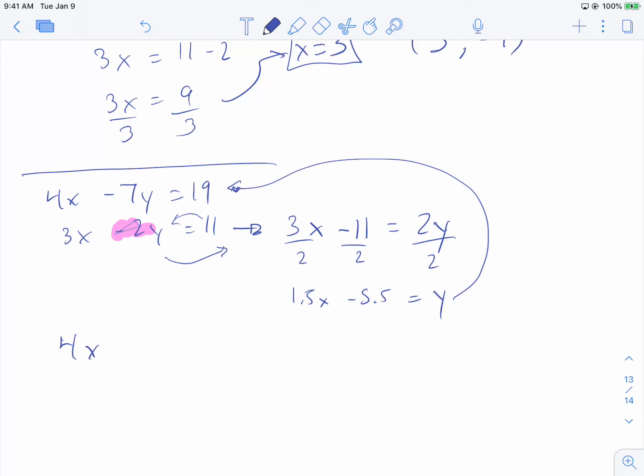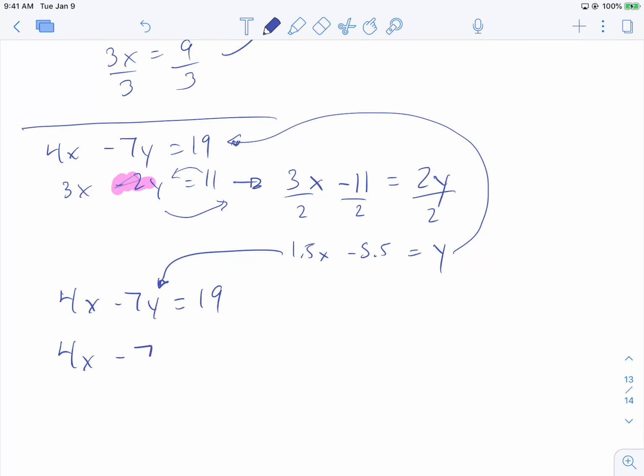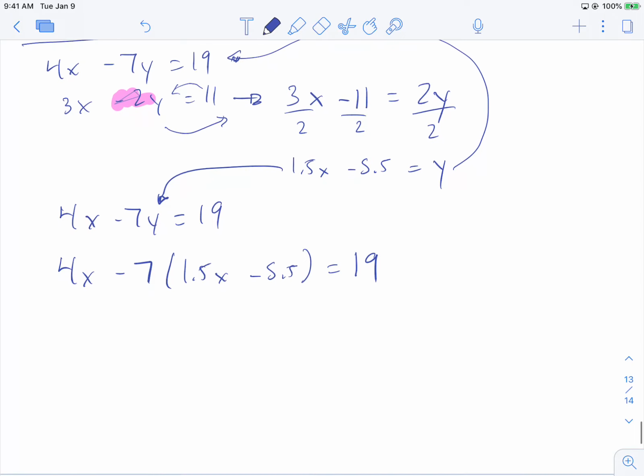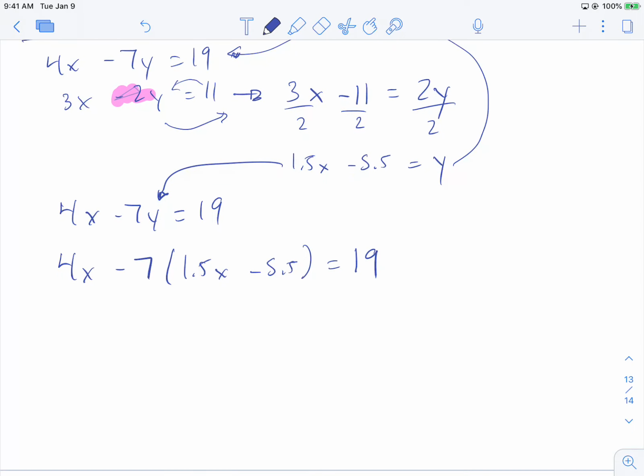So I still have my 4x minus 7y equals 19, but now I'm going to put this in for my y value. So I get 4x minus 7 times 1.5x minus 5.5 equals 19. Okay, so you're probably going to need a calculator for this, and we get 4x minus, and now we're going to distribute that in. So we get minus 7 times 1.5 gives me minus 11.25x, and then minus 7 times negative 5.5.